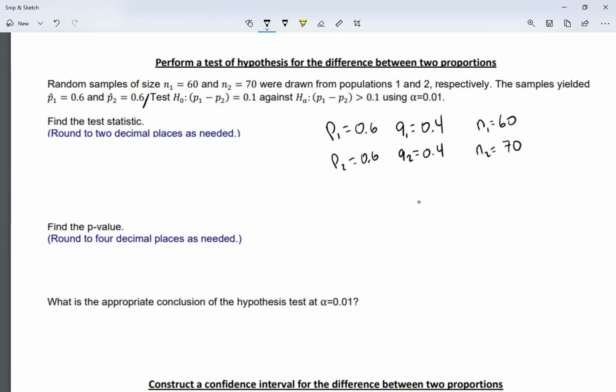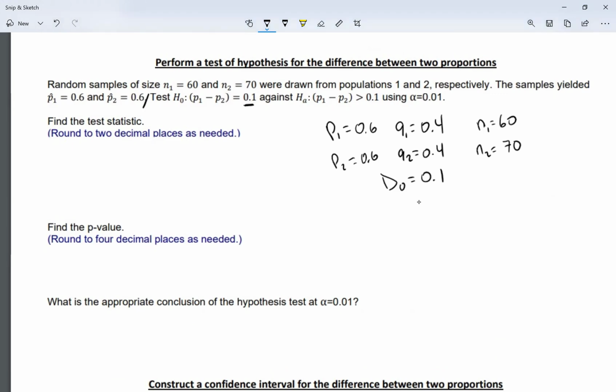It says test the null hypothesis that p1 minus p2 is 0.1 against my alternate hypothesis that p1 minus p2 is greater than 0.1. And I'm going to be using an alpha of 0.01, okay? So first of all, based on this number, my difference in my null hypothesis is going to be 0.1. I'm going to use this number here, okay?